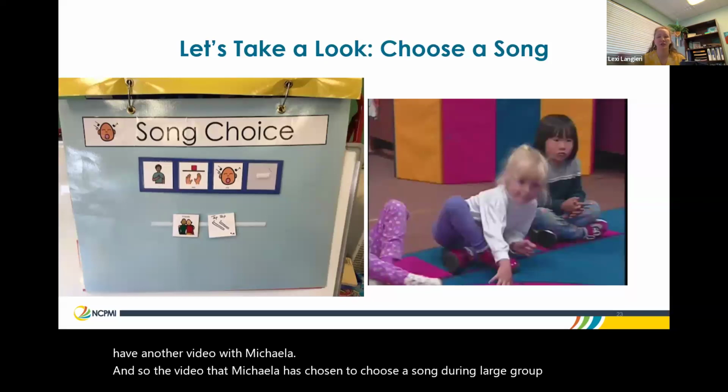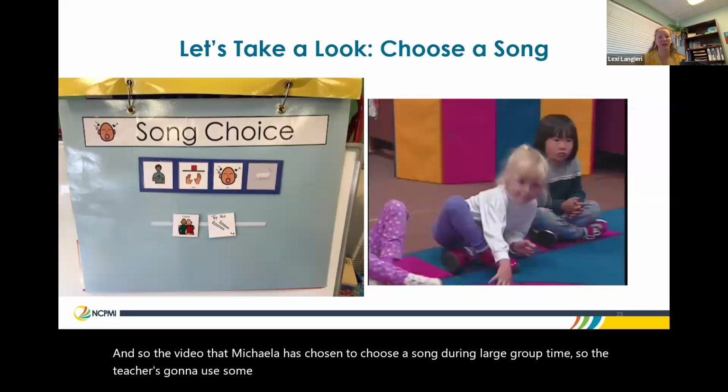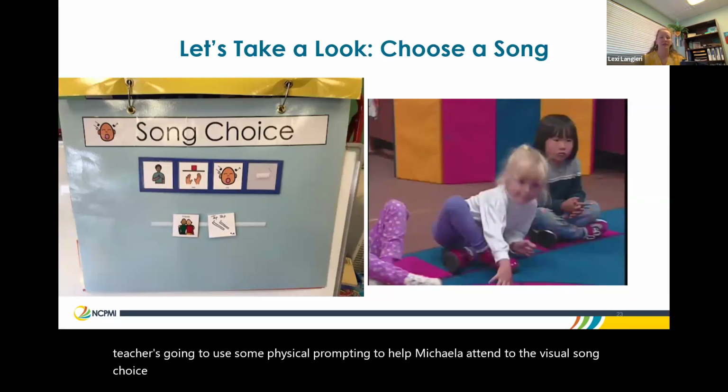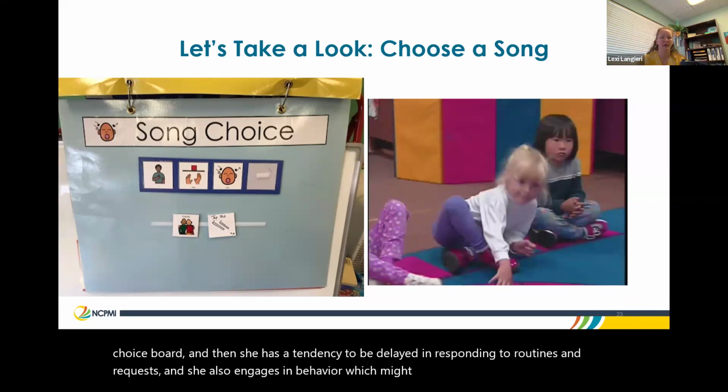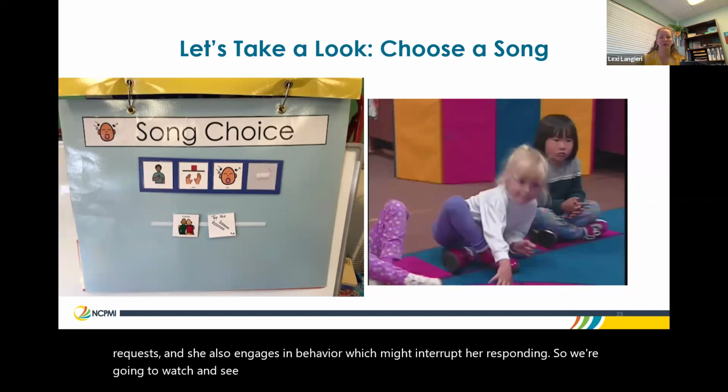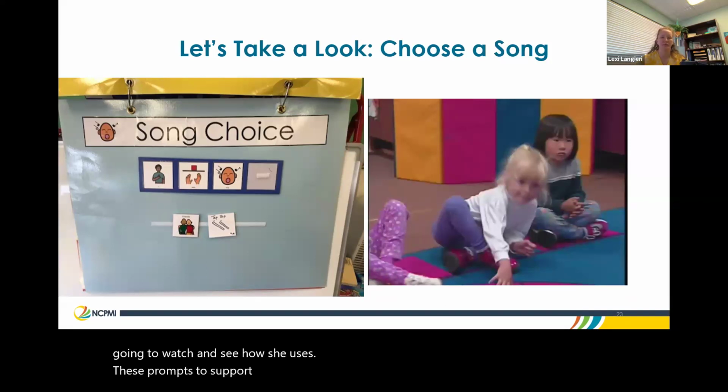So the teacher's going to use some physical prompting to help Michaela attend to the visual song choice board. And she has a tendency to be delayed in responding to routines and requests. And she also engages in behavior which might interrupt her responding. So we're going to watch and see how she uses these prompts to support her looking at the choice board.